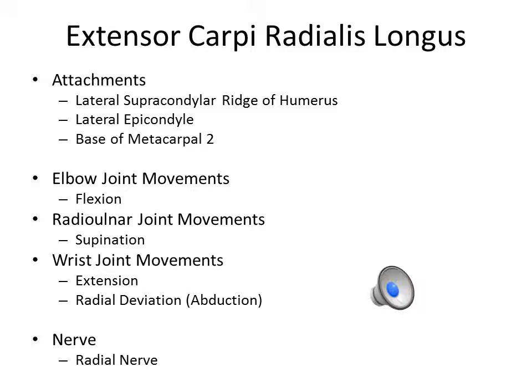Extensor carpi radialis longus. Its proximal attachments are the lateral epicondylar ridge of the humerus and the lateral epicondyle. The muscle courses down the forearm and then extends a tendon through compartment 2 at the wrist to attach to its distal attachment at the base of metacarpal 2. It performs elbow flexion, radial ulnar joint supination, and wrist extension and radial deviation. Its innervation is the radial nerve.